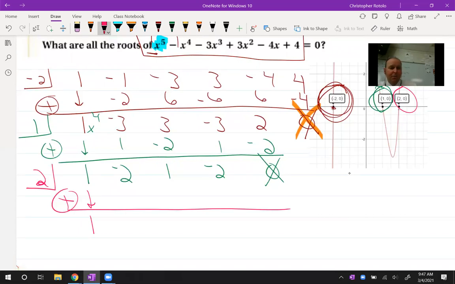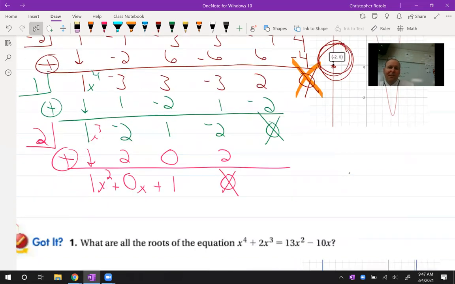All right, so 2 times 1 is 2. I add those to get 0. 2 times 0 is 0. I add those to get 1. And then I get 2, and I get 0. And this one's on the end, so that's supposed to be my remainder. Okay, so this was x to the 4th. This is x cubed. This is x squared. This is plus 0x plus 1. So we definitely don't need that thing in the middle. So I'm going to drop that out.